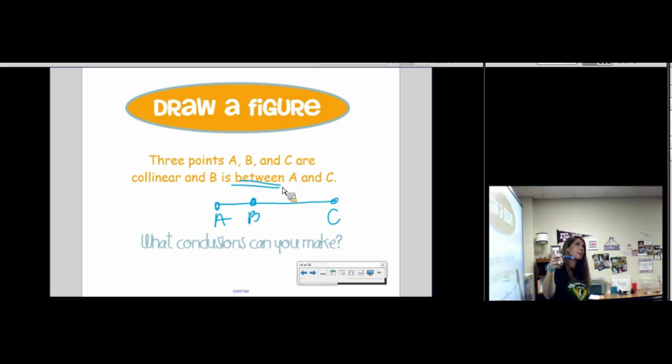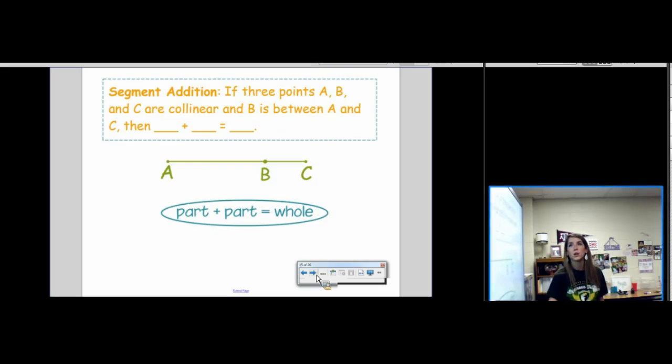But I want you to know the difference between the word between and the middle. You don't have to put it in the middle. I just said somewhere between. It could be closer to A. It could be closer to C. We don't really know. Or it could be right smack in the middle. All right. So what conclusions can we make? We're about to learn on the next slide what we can conclude.